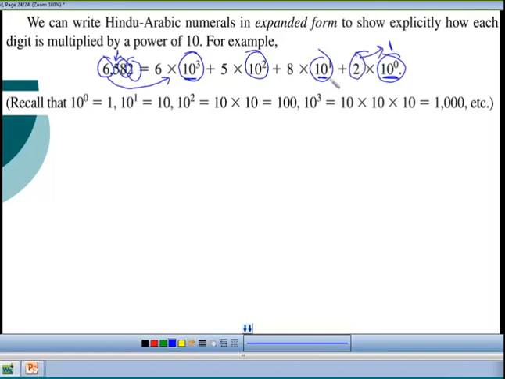And notice this is 10 to the 0, so progressively go from 0. And then this is 1. So 10 to the 1 is just a 10. So you have 8 tens. Here we've got 10 squared. 10 squared is 100. So you're saying you've got 5 hundreds. And here we've got 10 to the third, which is 1,000. And you're saying you've got 6 thousands.